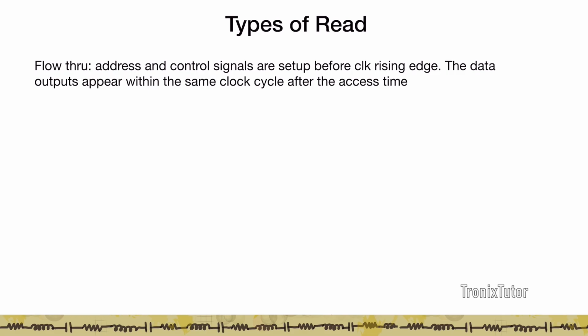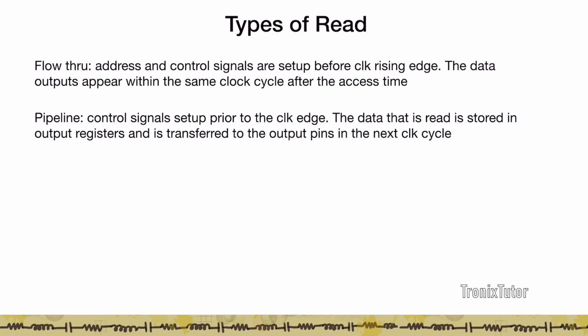Now there are different types of reads that are available. So in the IBM SRAM, there are three types of read operations that are available. The first and the simplest one is the flow-through mode of read, in which both the address and the control signals are set up before the rising edge of the clock, and the data appears within the same clock cycle after an access time. The second kind of read is known as a pipeline read, in which case the control signals again are set up prior to the clock edge.